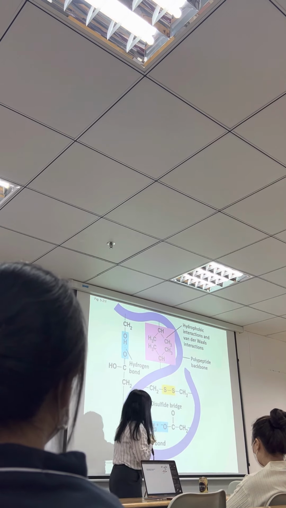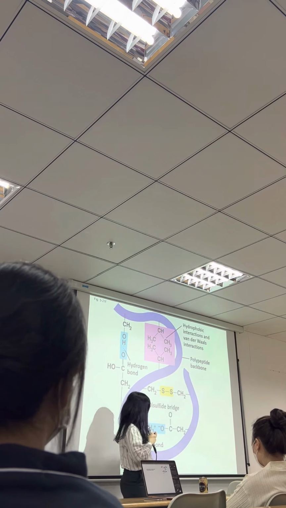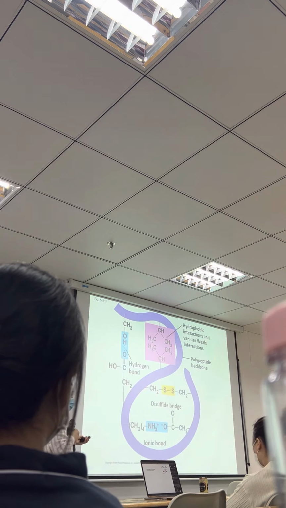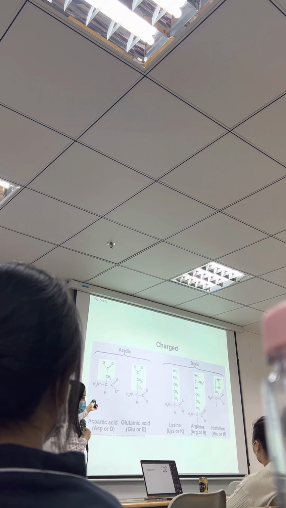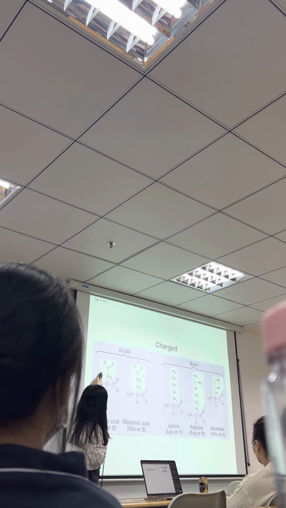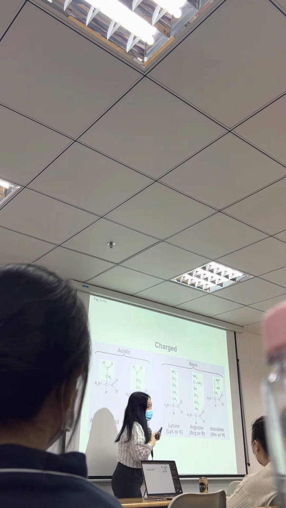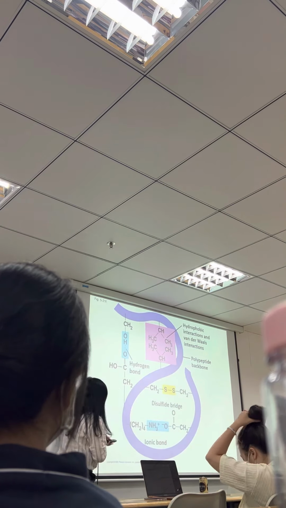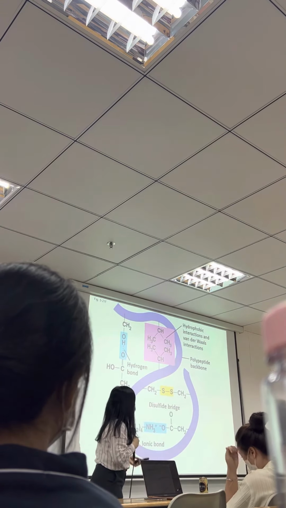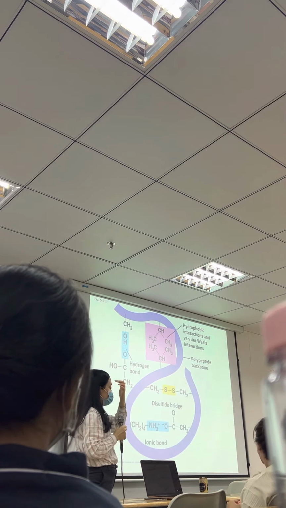Or ionic bond. Because this side chain is positively charged, this side chain is negatively charged. Because we have charged amino acids. Do you remember we have charged amino acids? So if an acidic amino acid meets a basic amino acid, it can form ionic bond.